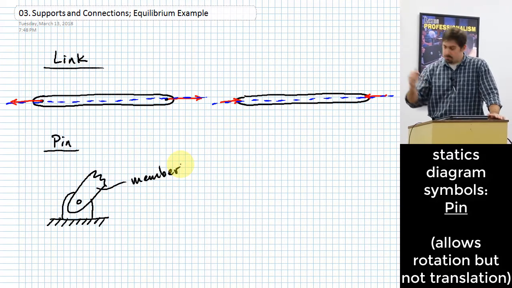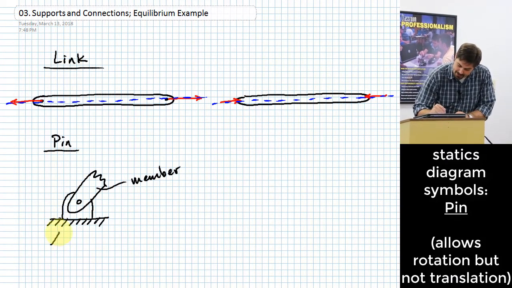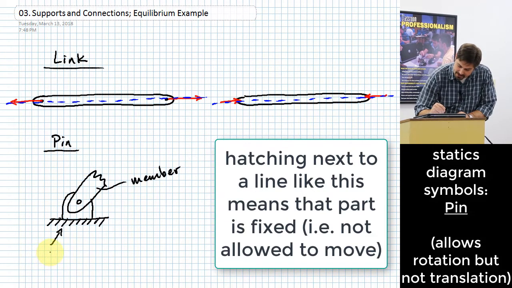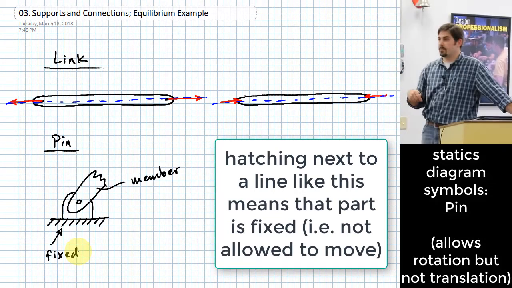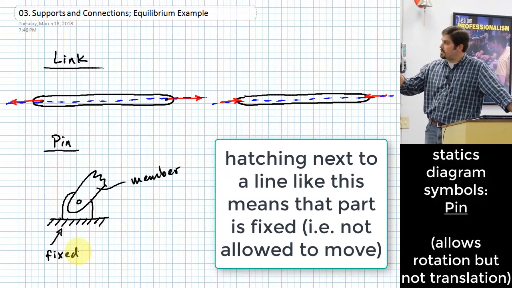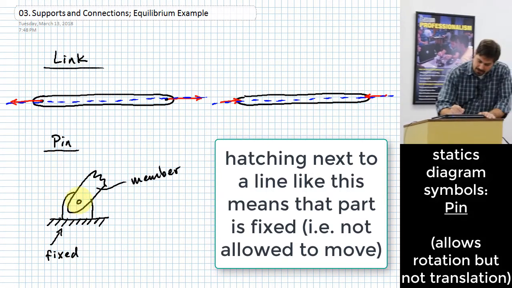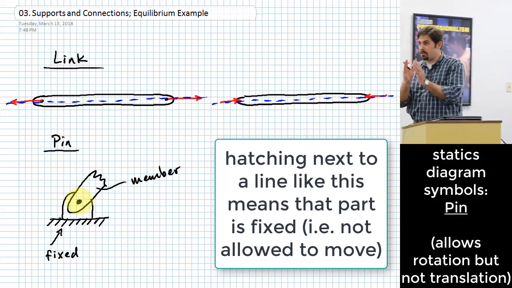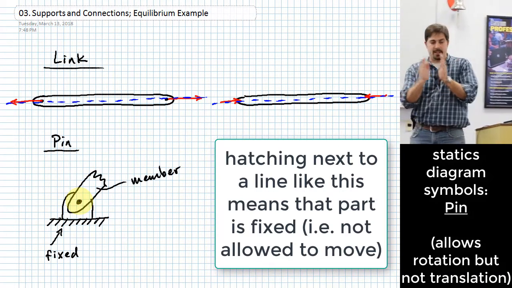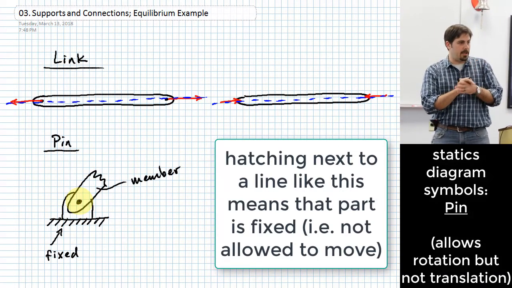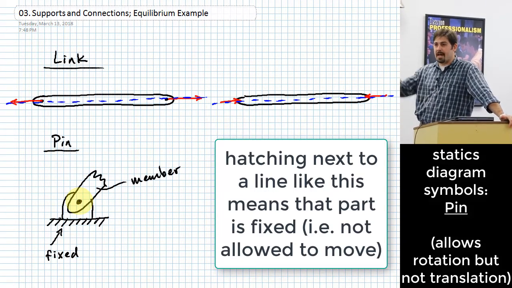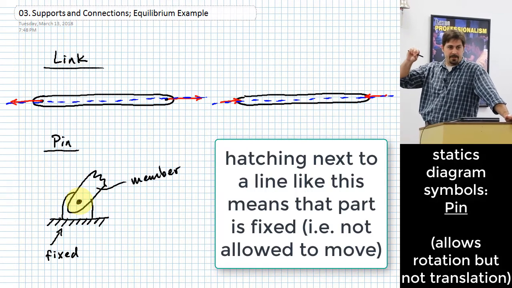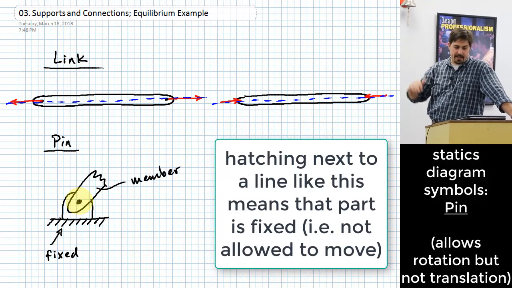Okay, well actually this brings up another good one, is that this symbol right here, this symbol means that this is fixed. Okay, whenever you see the hatch marks like that, it means that's not allowed to move. Okay, and so if that's fixed, then it means that we are holding this pin at a particular place, and we're not allowing it to translate left or right or up or down. Okay, so what does that mean as far as the member is concerned? Yeah, the member is allowed to rotate around the pin, but it is not allowed to translate at the pin.